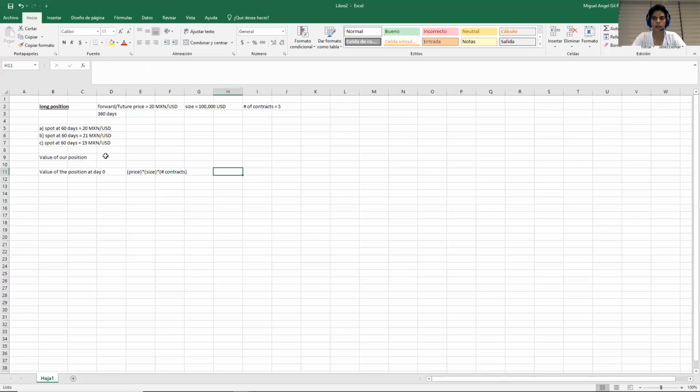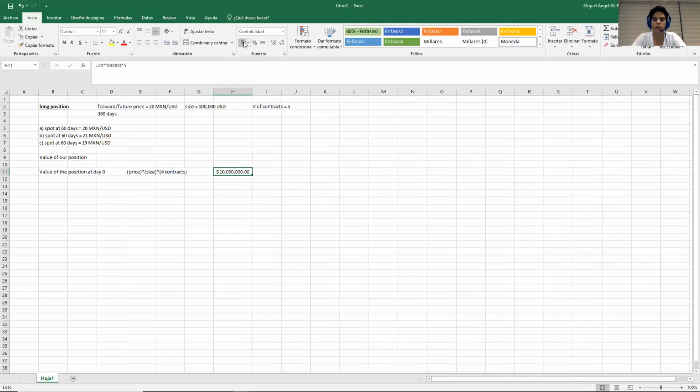So let's calculate my initial position, the value of my position at the beginning. It will be 20 pesos times $100,000. For the formula, I don't have to use commas. Times 5. And this amount is the initial value of my position. So when I sign the contract, the value of my position is 10 million pesos.